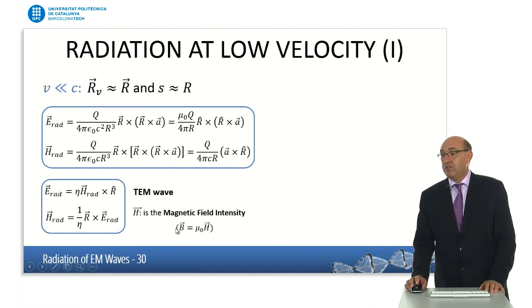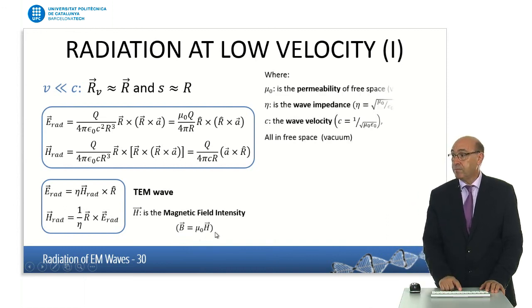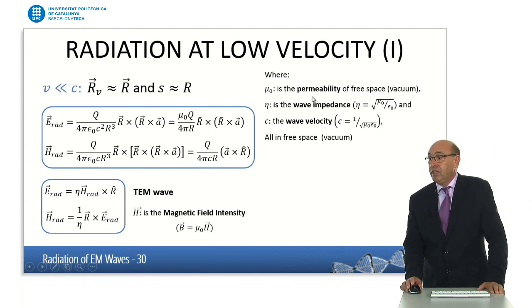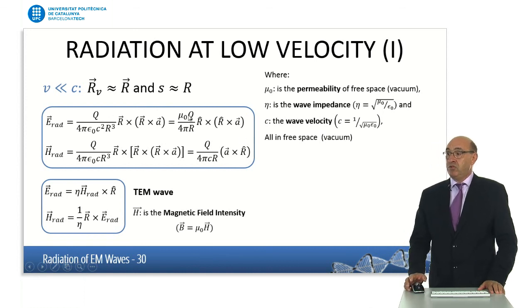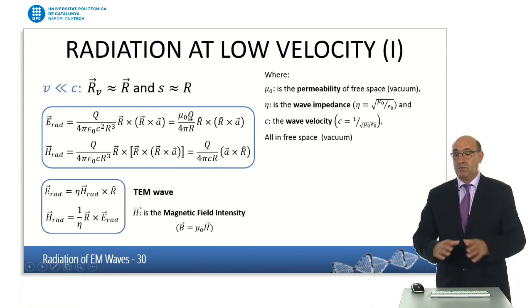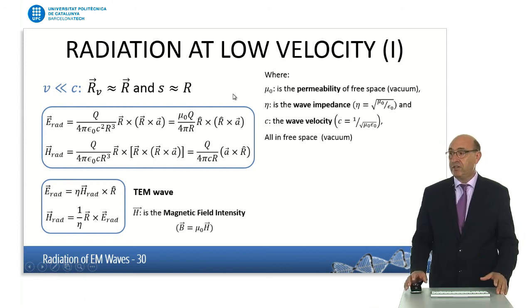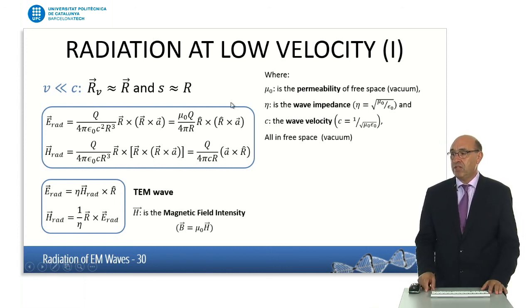Sometimes we use the induction field or the magnetic field intensity, and they are just related by the permeability of the medium. The parameters involved in those expressions are the permeability, the wave impedance, and the wave velocity, which is the speed of light. In this case, the expressions are written for vacuum, that means for the space that is empty. In our communication systems, in the case of the atmosphere, in the case of the air, the expressions are exactly the same, there is no change.